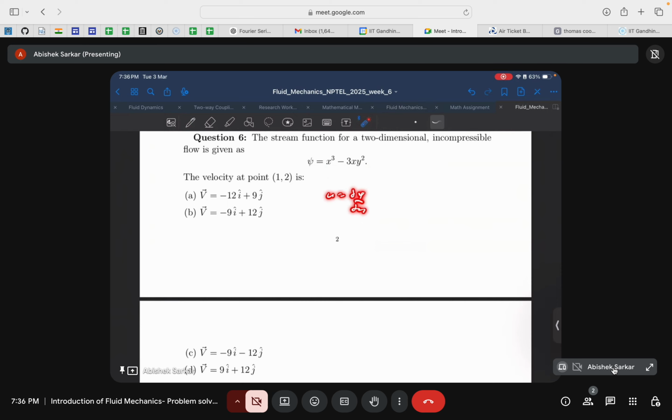Okay, you know psi, so we can just use the relation u is equal to dou psi by dou y and v is equal to minus dou psi by dou x. Then we can find the velocity components. The viewers of the video might pause it now and compare with my answers. Okay, so I will show the answer now.